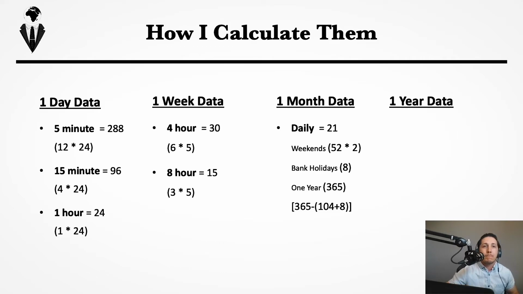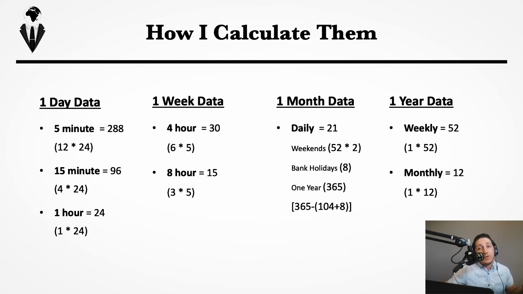All right. And then here we have 1 year of data. This is going to be our weekly chart. 1 times 52 is 52 weeks a year. All right. And then we have a monthly chart, which is 12 times 1, 12 months a year. And simple, just like that.